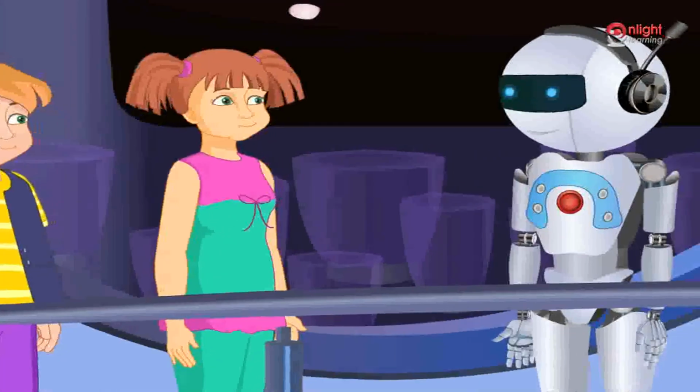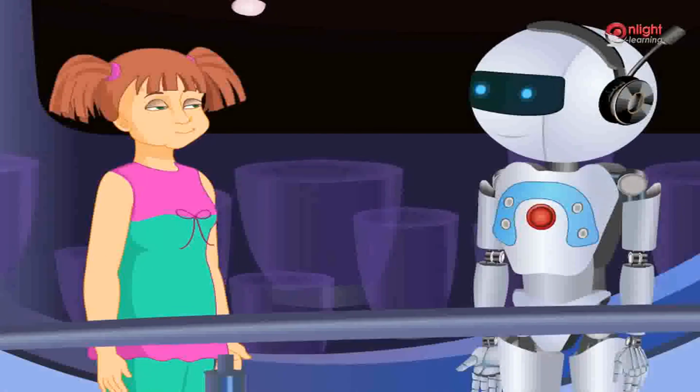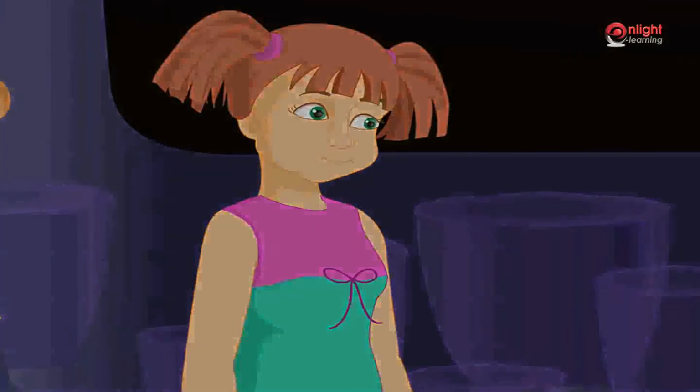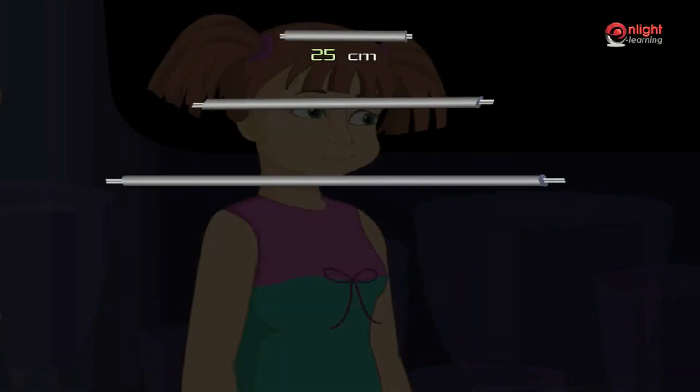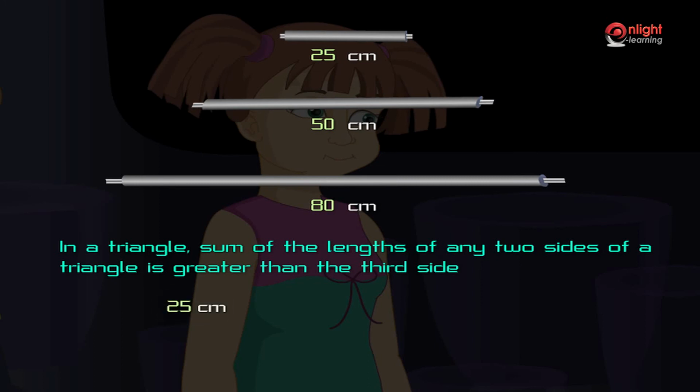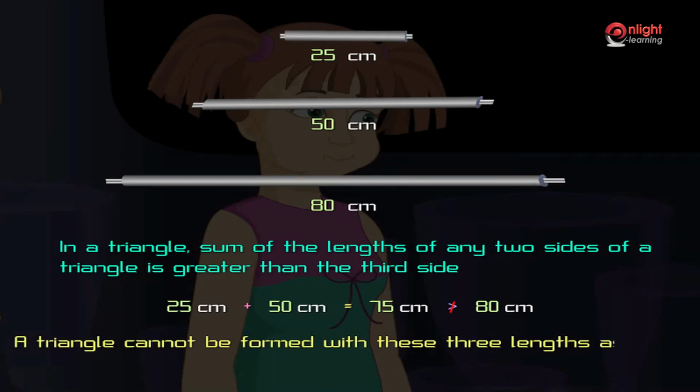Since we learned about the basic properties of triangles, can you now solve your problem? Yes, Chitti. We considered 3 rods of lengths 25 cm, 50 cm and 80 cm. In a triangle, the sum of the lengths of any two sides is greater than the third side. Considering two lengths at a time, sum of 25 cm and 50 cm is not greater than 80 cm. Hence, a triangle cannot be formed with these three lengths as sides.